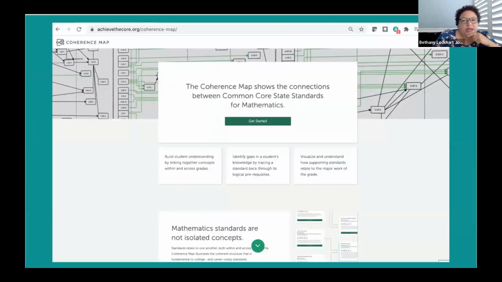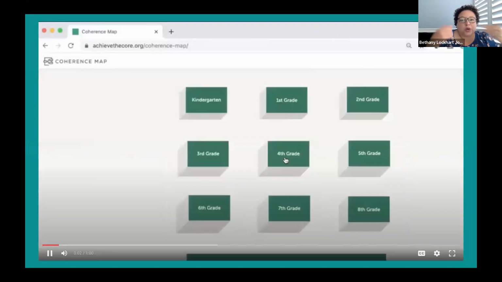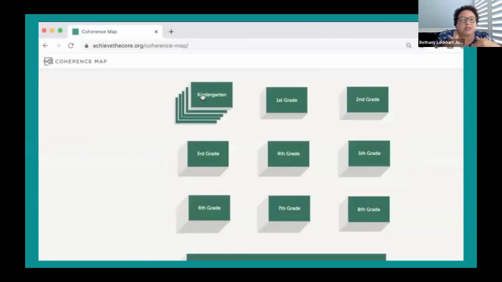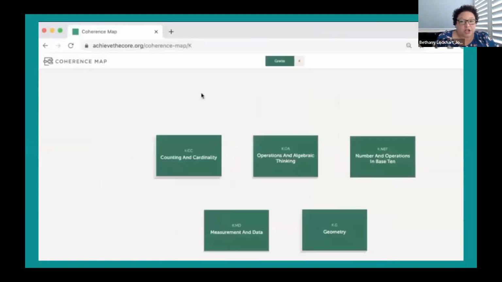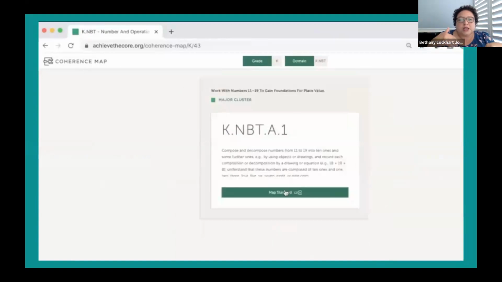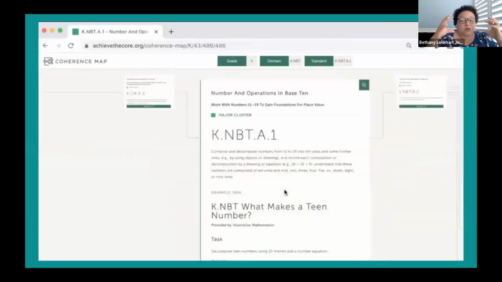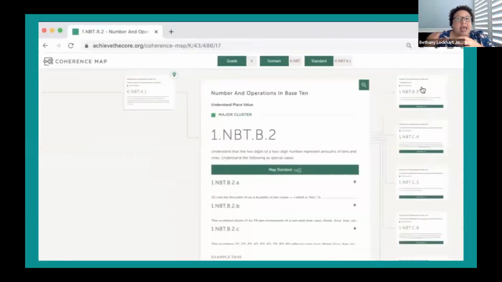And another tool that I want to point out, an organization, Achieve the Core, has something called a coherence map on achievethecore.org, which is a really great tool that I definitely use many times. I'll show you a very quick video of basically what happens is, when you're in there, you select your grade, and what you're doing is you're mapping the standard. So if you're looking at number and operations in base 10, for example, you can look at the standard, where it is in relation to the grade that they're going into, the skills that we're building to that standard, and then also where you're going next.